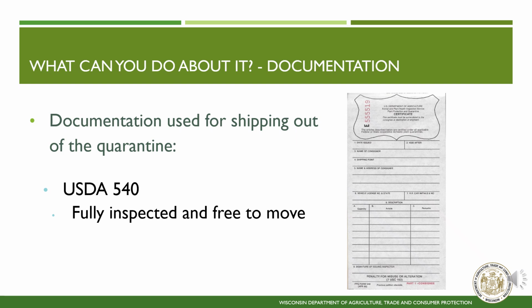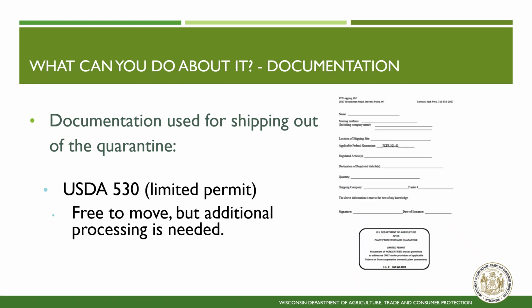Here we have the USDA 540. These are triplicate forms usually issued by government inspectors. These are used for a specific load of regulated articles that has been inspected and is found to be free of spongy moth.